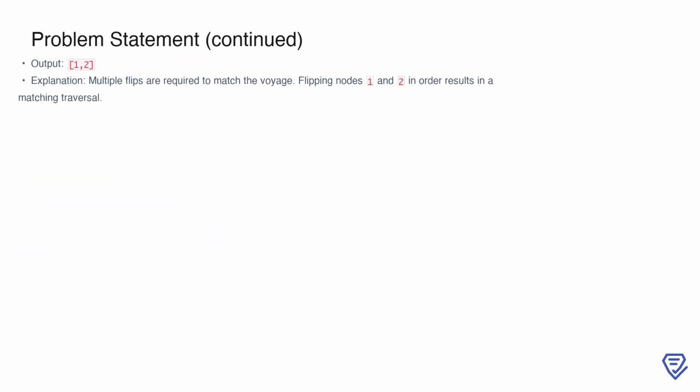Finally, there are cases where multiple flips are necessary. For example, in a tree with nodes 1, 2, 3, 4, 5, and a voyage of 1, 3, 2, 5, 4, we need to flip the root node first to make 3 the left child. Then, we flip node 2 to make 5 its left child. These flips ensure the tree matches the voyage, and the output is 1, 2, representing the nodes flipped in the order they were flipped. This example highlights how the problem can involve multiple steps to achieve the desired traversal.